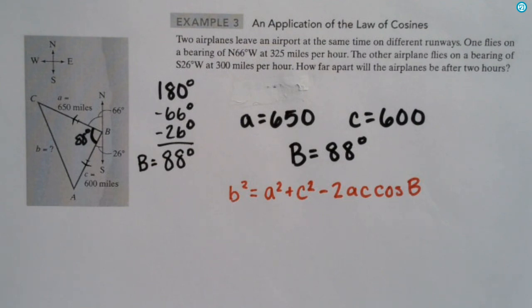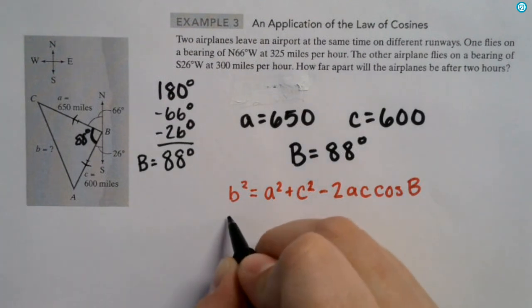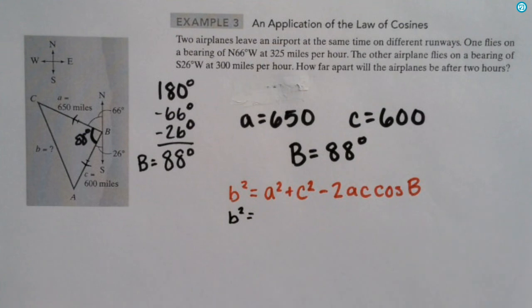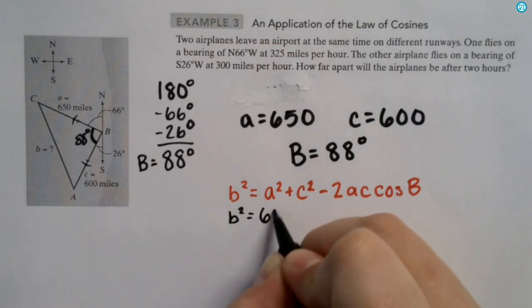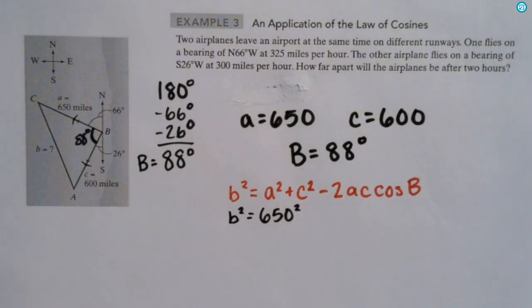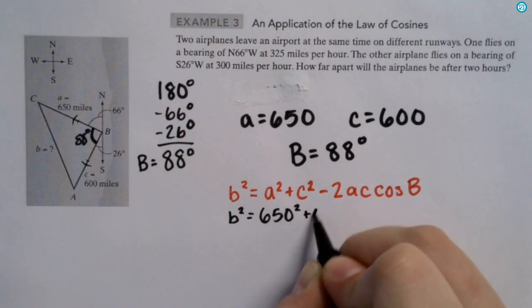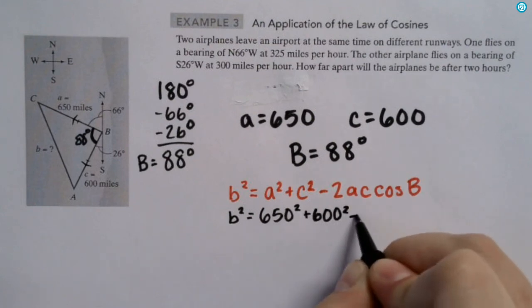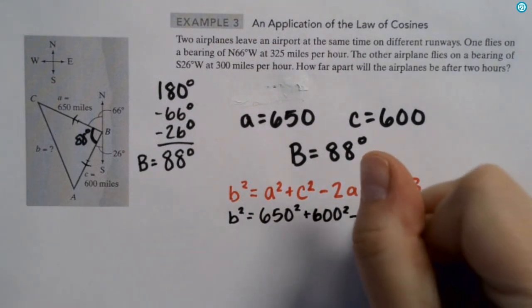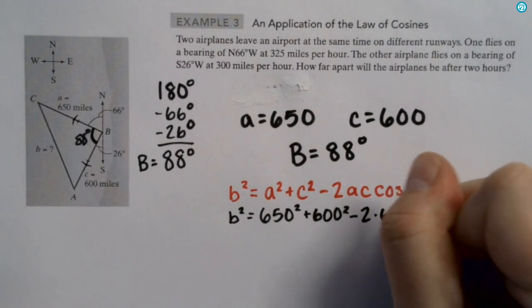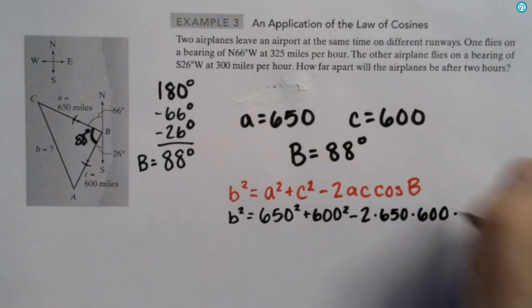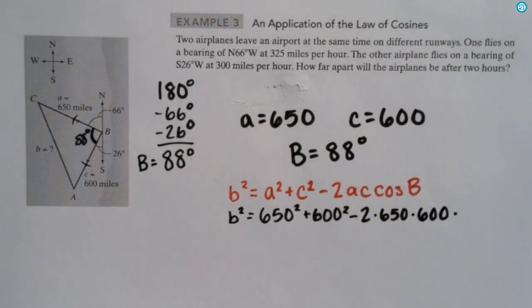Okay, so we're going to plug in what we know now. So we don't know little b, that's what we're solving for. Little b squared equals a squared is 650 squared, c squared is 600 squared, and then minus 2ac, so 2 times 650 times 600, why are these numbers so big, times cosine of 88.